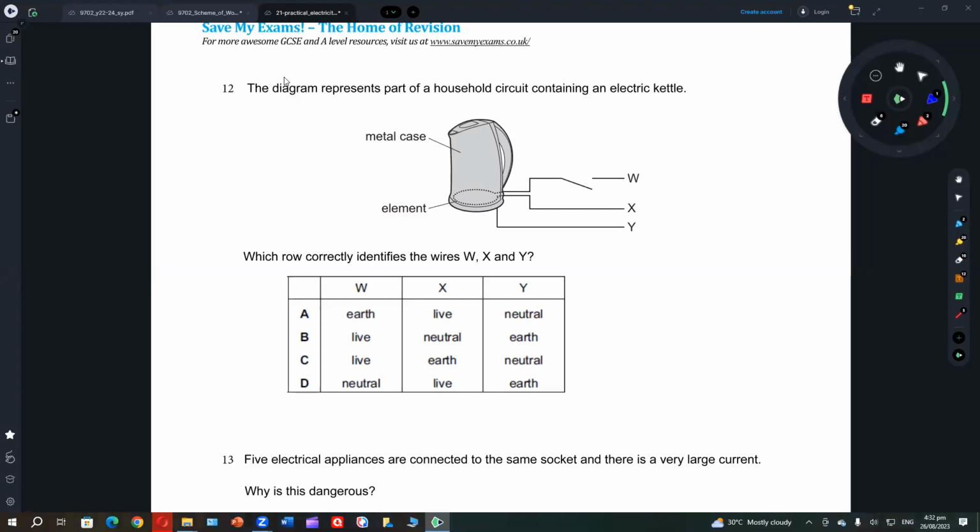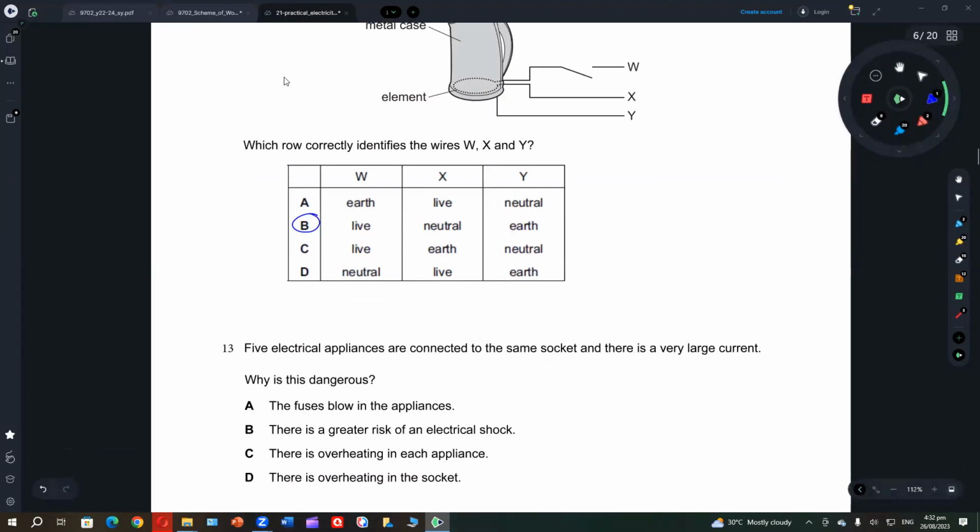X and Y. The switch is always in the live. There is a connection with the metal casing, so that should be the earth wire. So W should be the live wire which contains the switch, and X should be the neutral wire. The switch is always in the live wire.